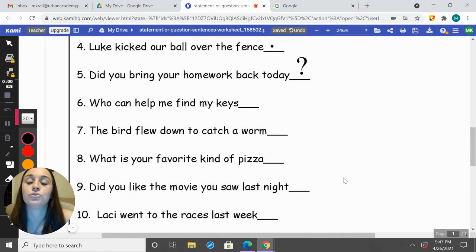Number 6, we're going to do 2 more. Who can help me find my keys? Has a capital letter at the beginning, is a complete thought. Now let's solve the punctuation. Is this a statement or a question? Is it asking us something, a question, or is it telling us something, a statement? Go ahead and shout it out.